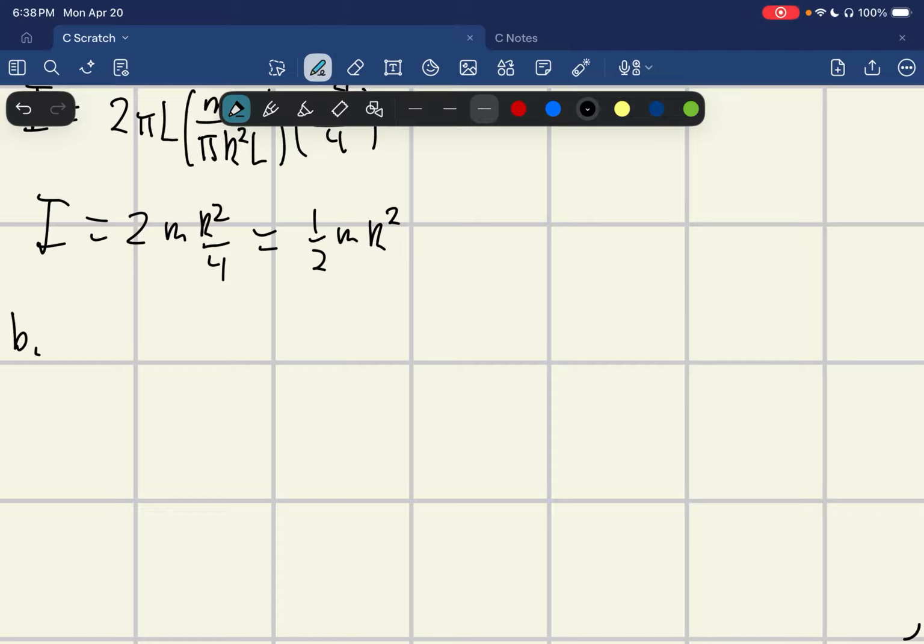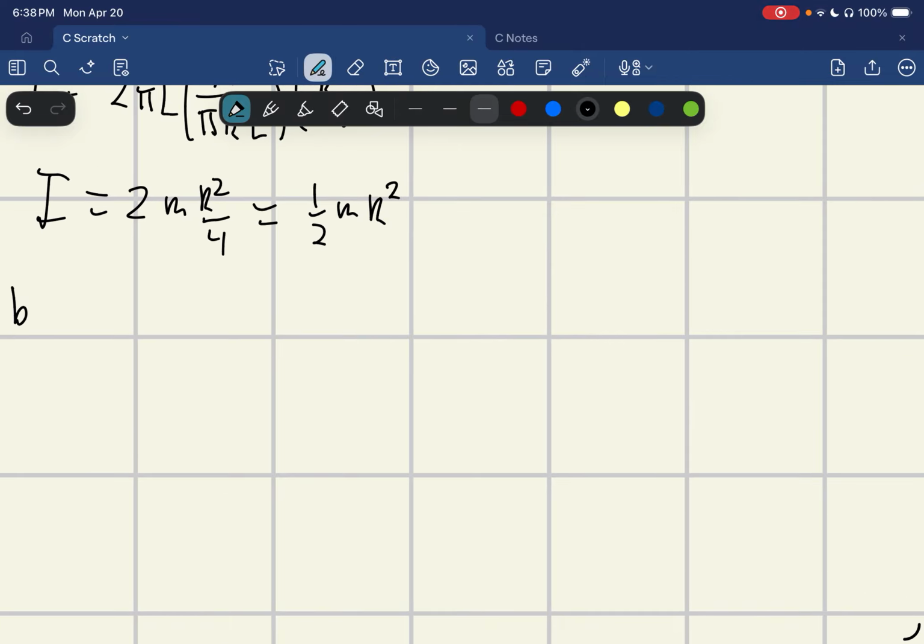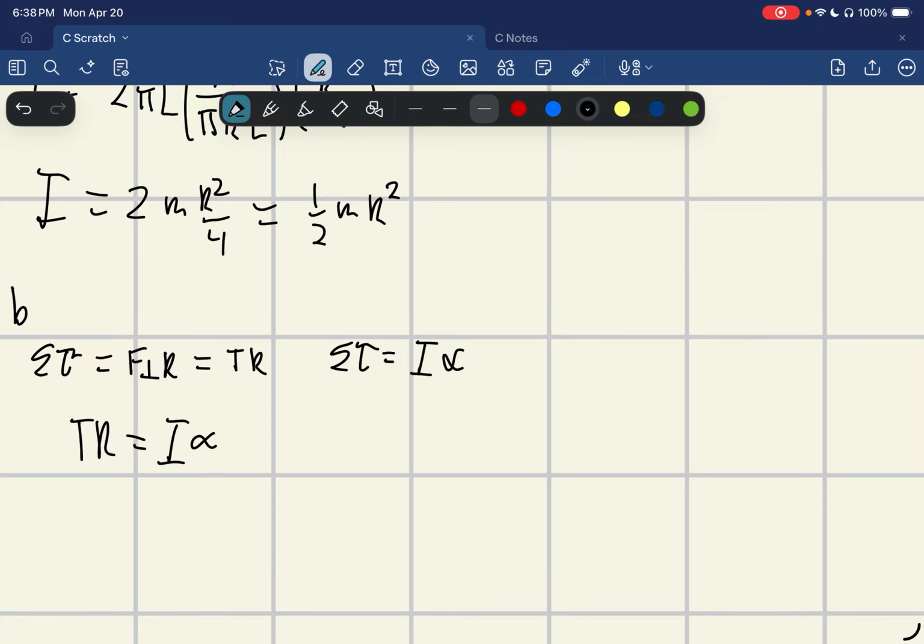Part B asks us to compute the magnitude of angular acceleration of the cylinder. Okay, so here we would use torque since the cylinder has a mass. So we know that net torque is equal to F r, or F perpendicular times r. In this case, it would be the tension from the string. So it's equal to T R. But we also know that net torque is equal to moment of inertia times alpha. And here I will set the two equations equal to each other. So T R is equal to I alpha.